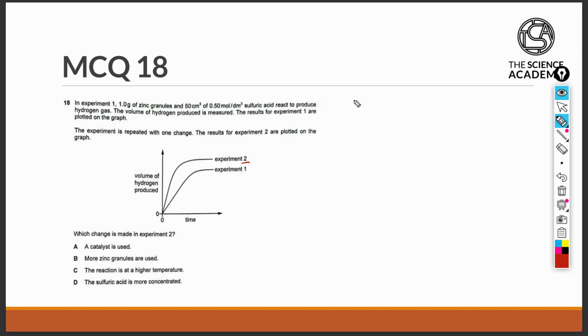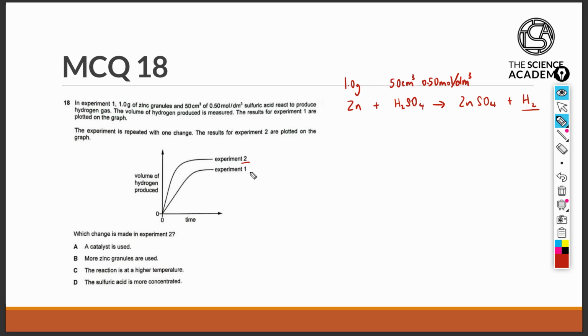So let's write out the chemical equation for this reaction. We know that metal reacts with acid to give a metal salt, in this case zinc sulfate, and hydrogen gas. It is already balanced. We have 1 gram of zinc granules reacting with 50 cm³ of this particular concentration of sulfuric acid, and hydrogen gas, which is one of the two products, is the product that is measured.